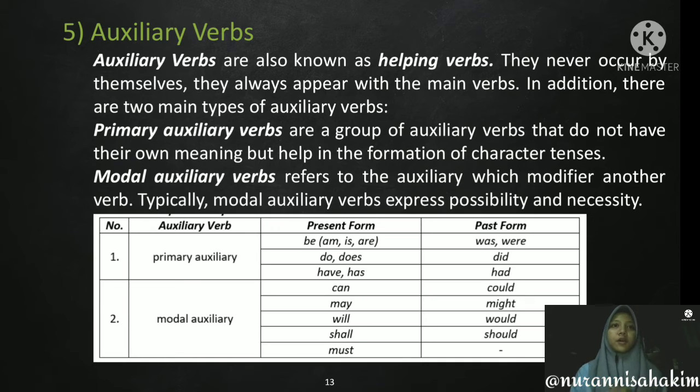Primary auxiliary verbs are a group of auxiliary verbs that do not have their own meaning but help in the formation of verb tenses, such as be, do, and have. The second is modal auxiliary verbs. Modal auxiliary verbs refer to the auxiliaries which modify another verb. Typically, modal auxiliary verbs express possibility and necessity, such as can, may, will, shall, and must.